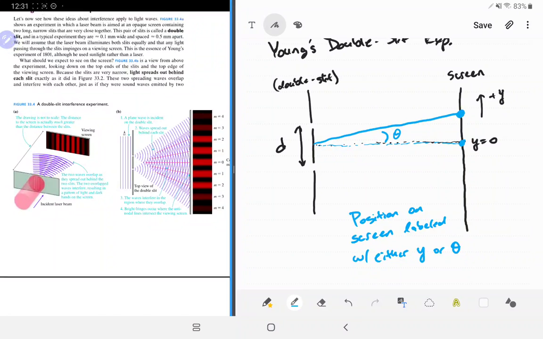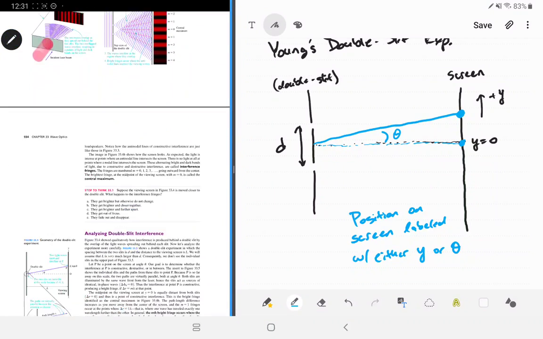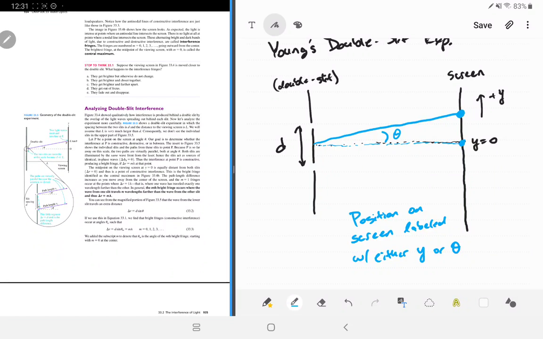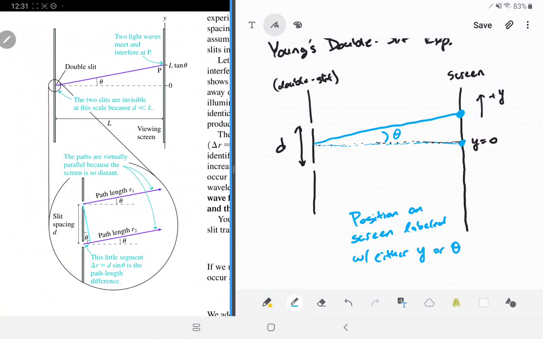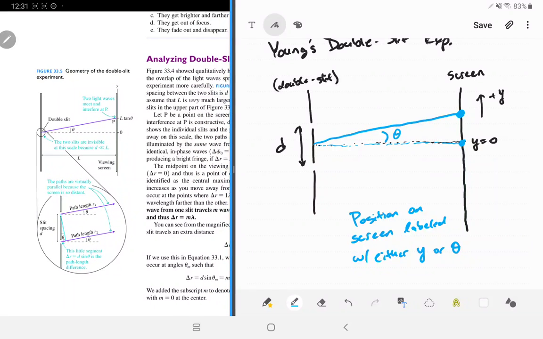Now, if you read this chapter, you might notice they're defining theta a little differently. It looks like they have a different theta for each of the two slits. What we're always going to be operating under is the assumption that this slit distance d is much less than the distance to the screen.